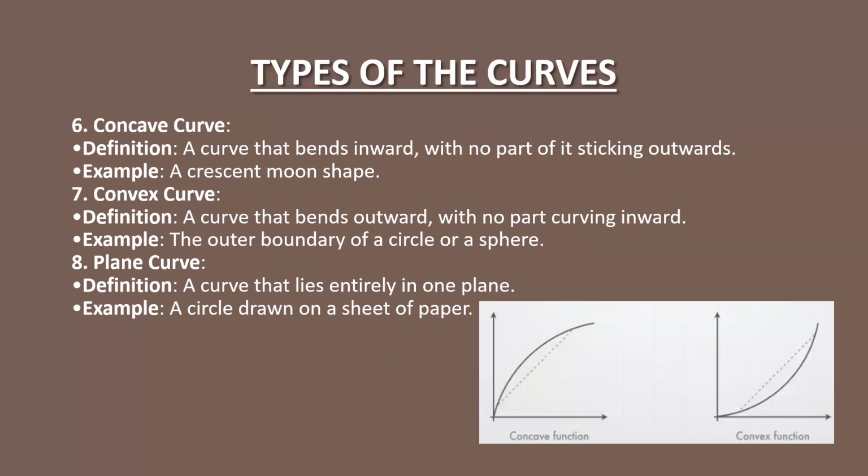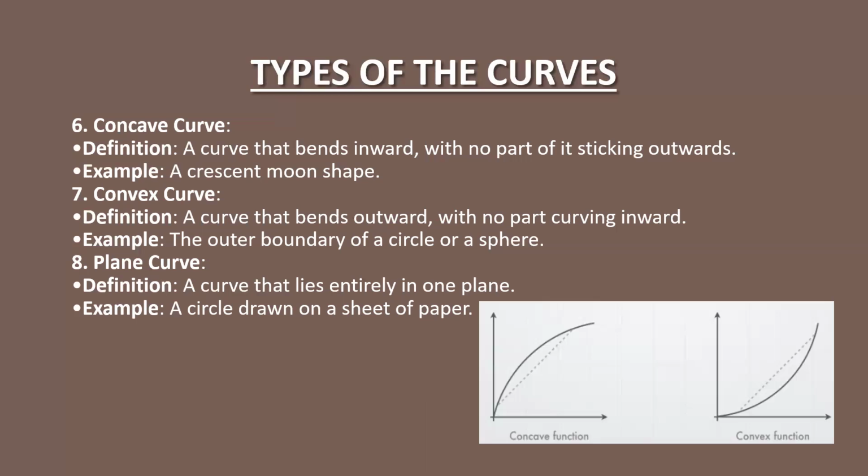There comes the concave curve, a curve that bends inward with no part of it sticking outward. So, a crescent moon shape. Then comes the convex curve, a curve that bends outward with no part curving inward. Here the example is the outer boundary of a circle or a sphere.